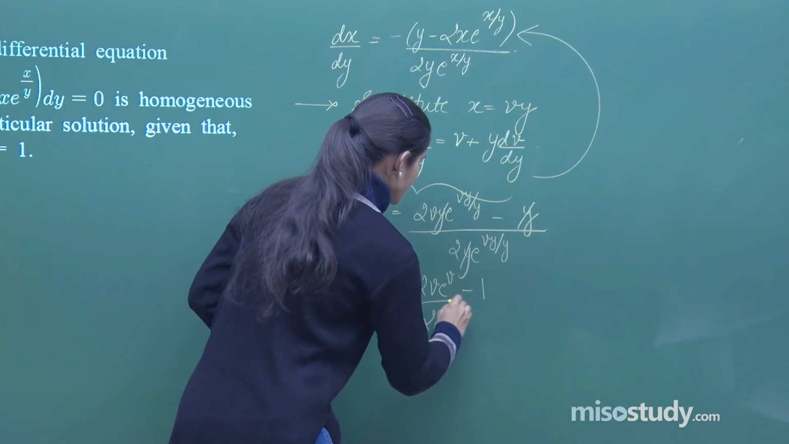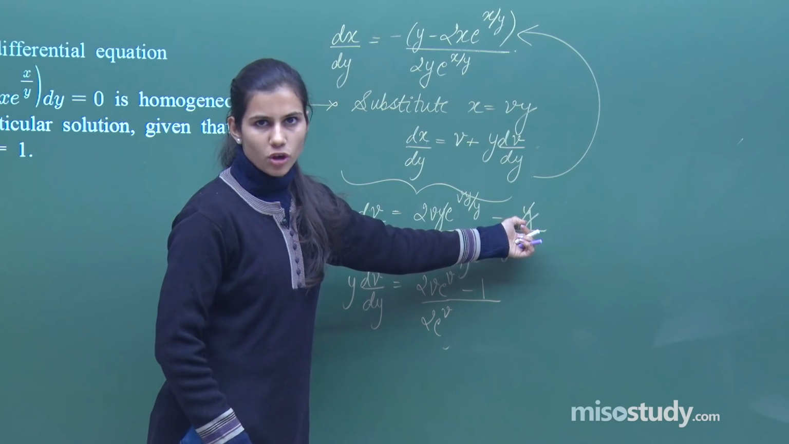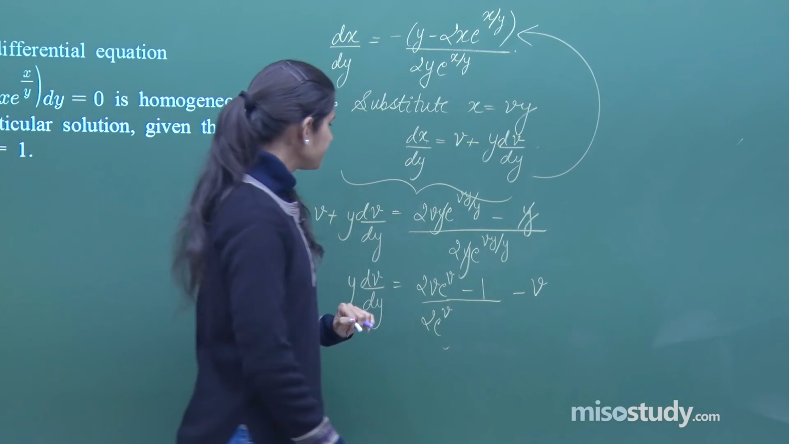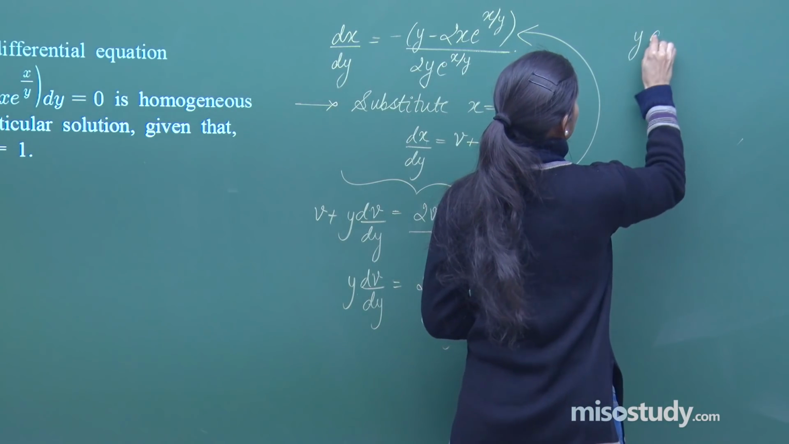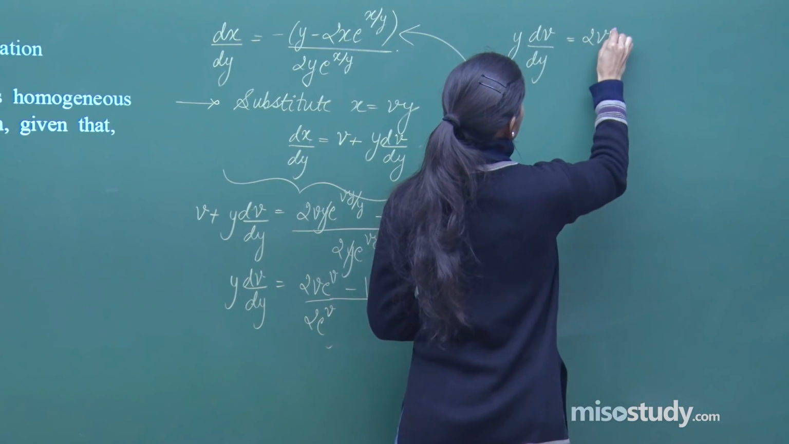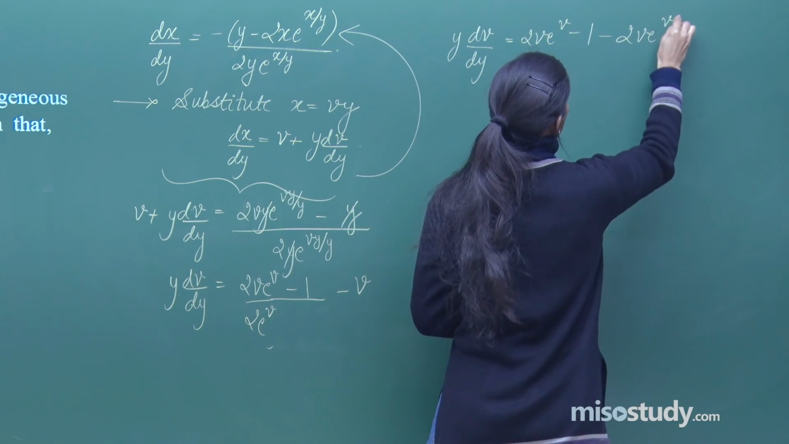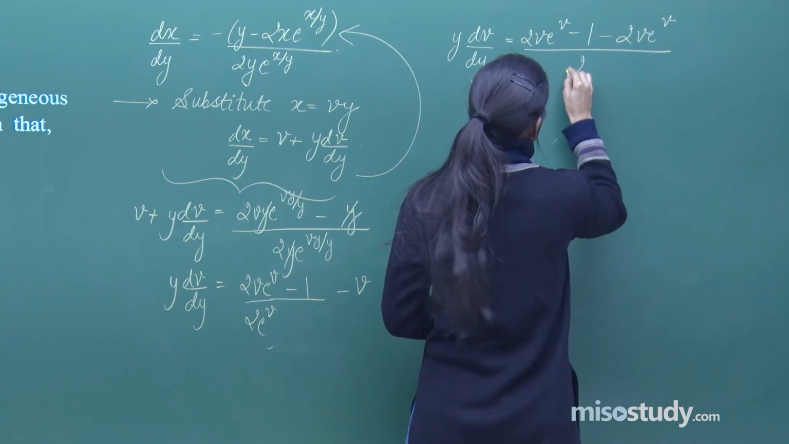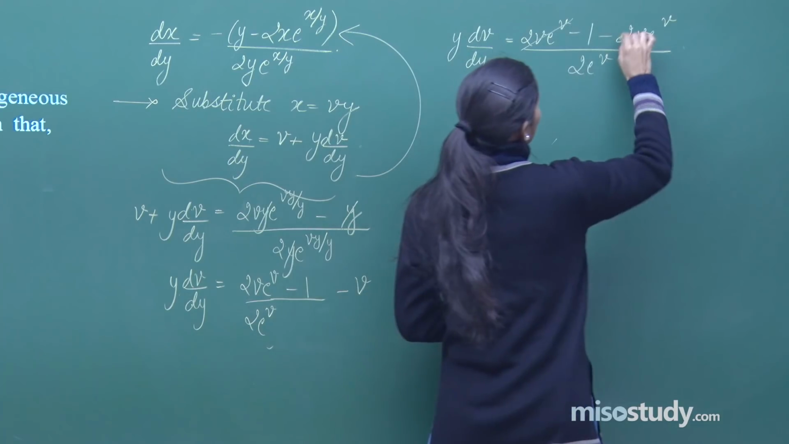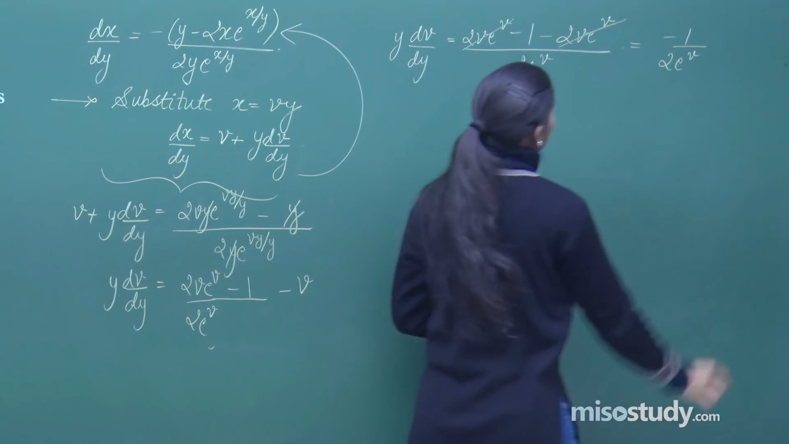So here you had this minus 1, okay, so 2v e to the power v minus 1, because y came out common, so this is 1 upon 2e to the power v minus v. So this gives you what? y dv by dy equal to 2v e to the power v minus 1 minus 2v e to the power v upon 2e to the power v. Clear? 2v e to the power v, 2v e to the power v cancels out, you are left with minus 1 upon 2 e to the power v.